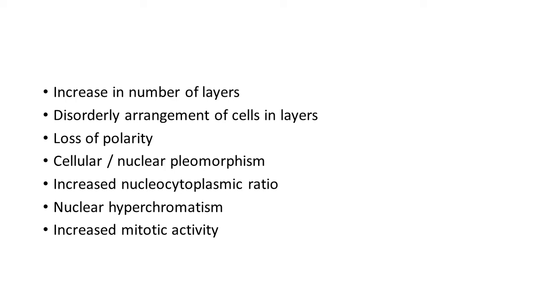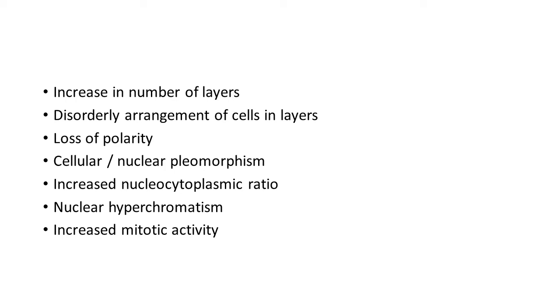Number 3, there can be loss of basal polarity. Usually, the nucleus lies near the basement membrane, but here in dysplasia, the nucleus is on the opposite side, that is away from the basement membrane. This is called loss of basal polarity. There can be cellular and nuclear pleomorphism, that is variation in shape.